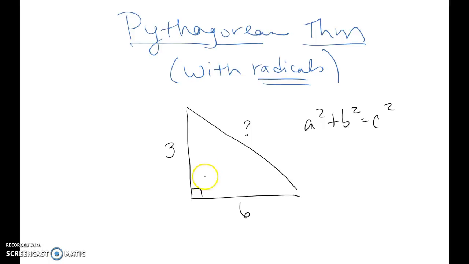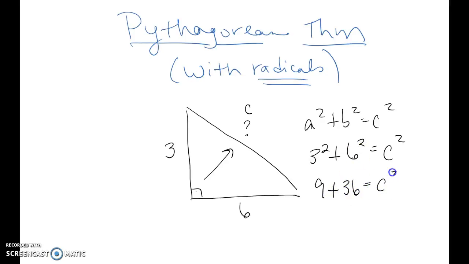Well, the most important thing is that the hypotenuse, which is across from the 90, that's always your c. So I'm going to call the 3 my a, the 6 is going to be my b, and I'm looking for c squared. So I'm just going to do a little bit of math here. 3 times 3 is 9, 6 times 6 is 36, and that equals c squared. Then I'm going to add these together. 45 equals c squared.